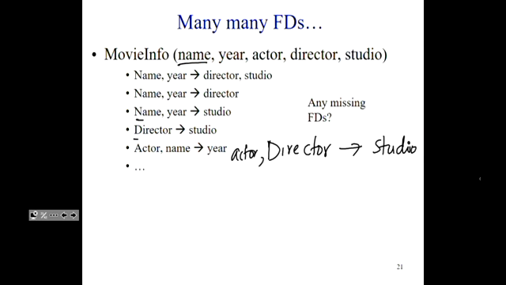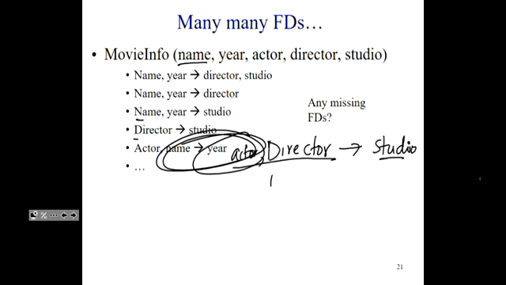Why is that? The reason is that if 2 tuples share the same values for actor and director, then they certainly share the same values for director, and because of that, they have to share the same values for studio. So I can pretty much add anything to the left-hand side of this functional dependency and it still holds. Right? Okay.